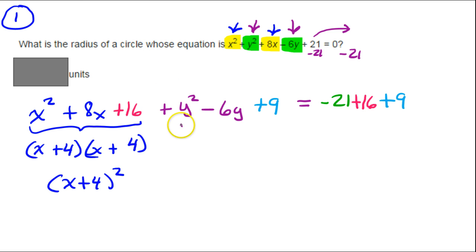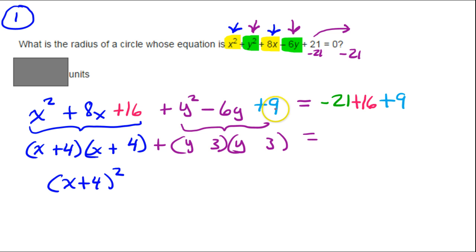Now with the y's. Okay, this is going to factor as the same thing twice. y times y makes y squared. 3 times 3 makes 9. Notice the negative sign. It's going to be minus and minus. Okay, so that means we will have y minus 3 squared.